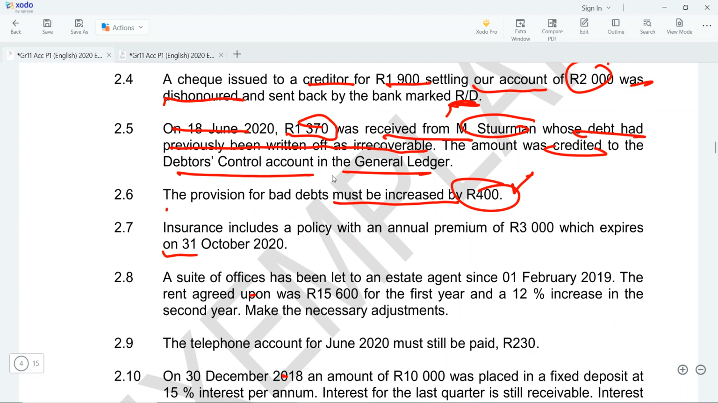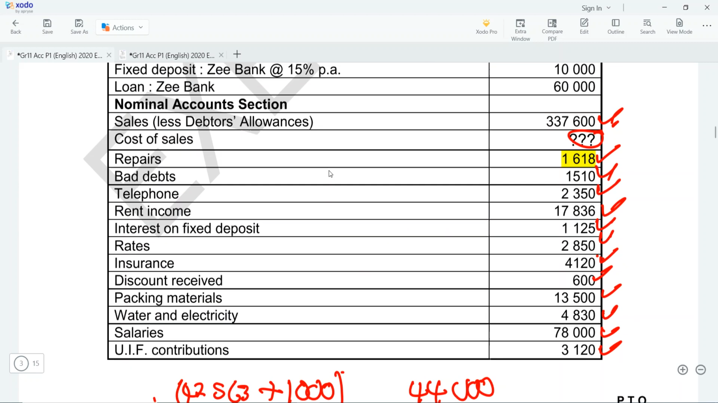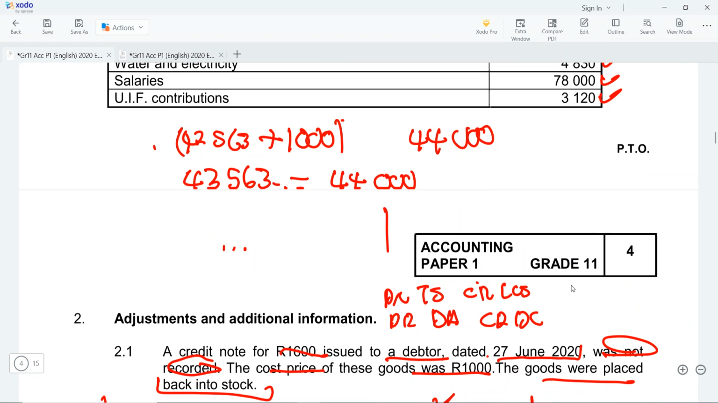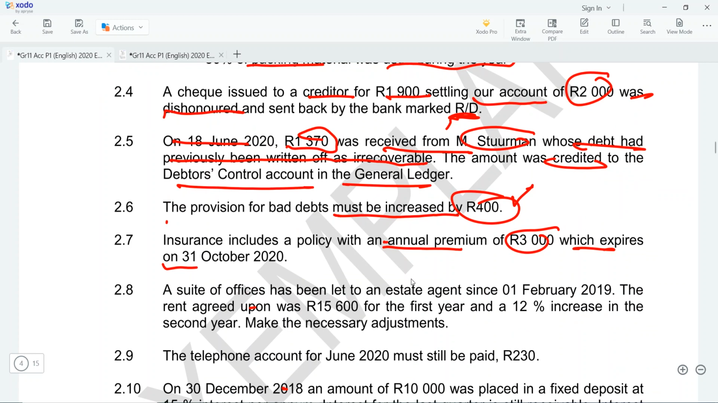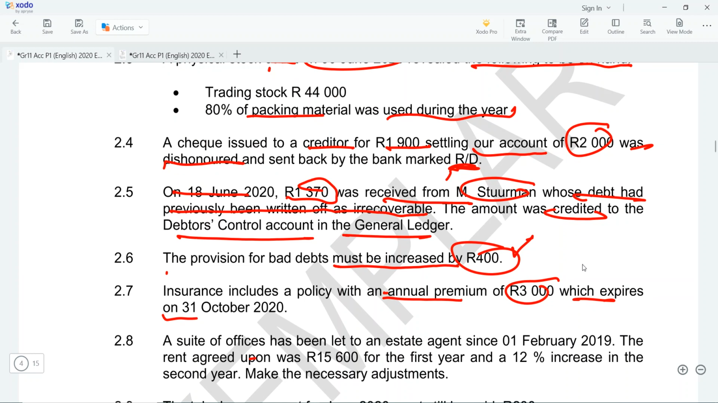Okay, next they're saying that the insurance policy includes an annual premium of 3,000 which expires on 31 October. Now we need to check our financial period. Our financial period, according to here, ends on 30 June 2020, meaning it starts on 1 July 2019. Now for it, that one expires in October and we are ending in June, so we need to check how many months we are outside our financial period by. If you move from July, August, September, October, you'd have 4 months.